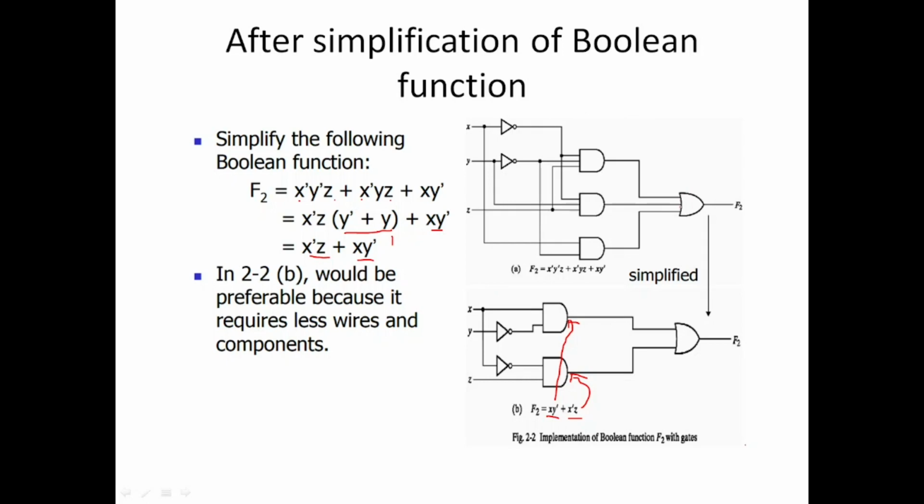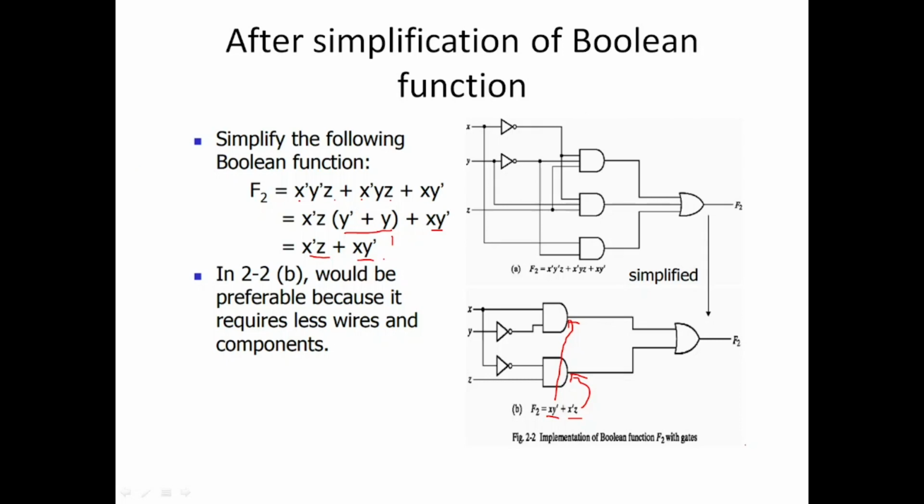And also see the OR gate. Here one OR gate is used, and here also we are using only one OR gate. But see the number of inputs. Here we are having 3 inputs, and here it is reduced to 2. So see here how the number of gates and the number of inputs to the gates are reduced with the help of simplification.